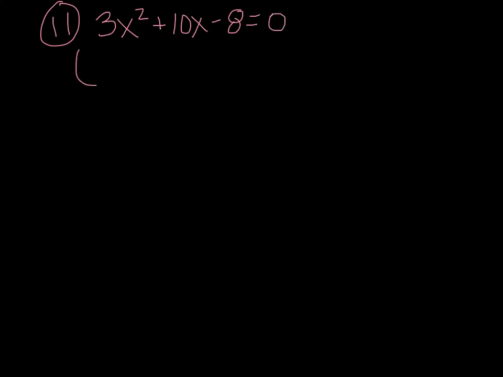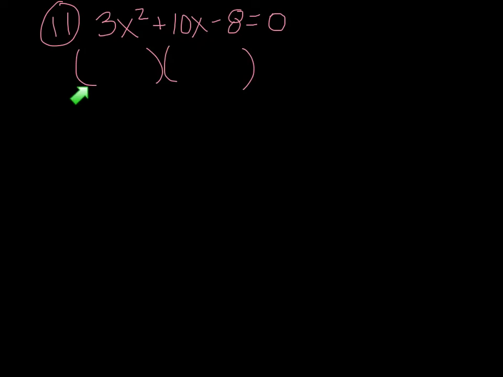Okay, so let's put it all together with number 11. Let's solve this quadratic equation that has an a value of 3 by factoring and using the zero product property. So my first step is to factor. When I look at my three terms, I've got 3, 10, and negative 8. Their greatest common factor is 1, so I don't have to factor out a GCF because it wouldn't change anything.